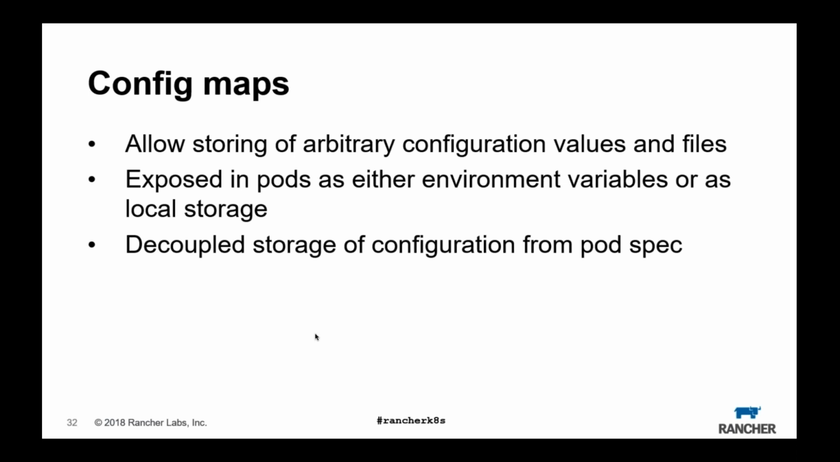ConfigMaps allow storing arbitrary key-value pairs. So we can store different configuration for pods. Let's say there are different environments like dev, testing, production. They all will have their own configuration values. Instead of storing something in an object called a Secret, where you store sensitive information, with ConfigMaps you can just store any arbitrary configuration values and files.